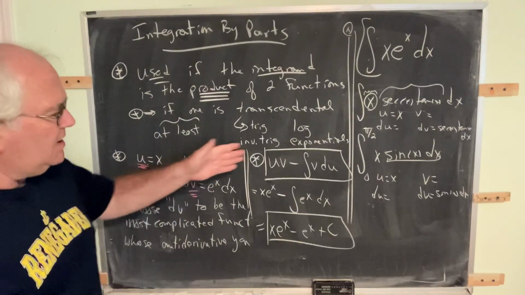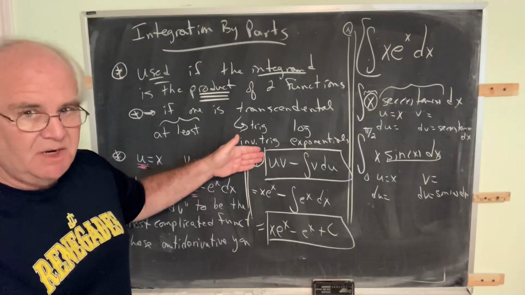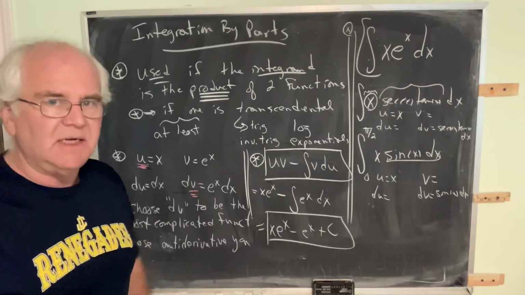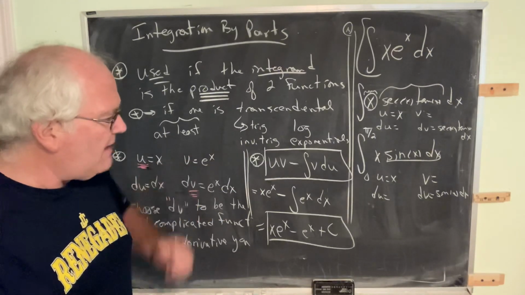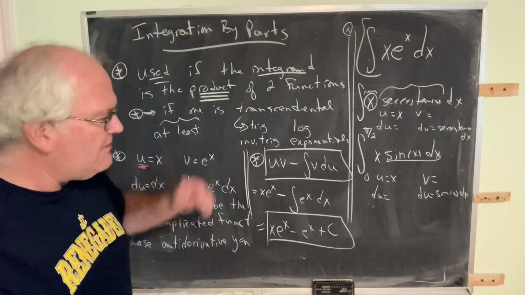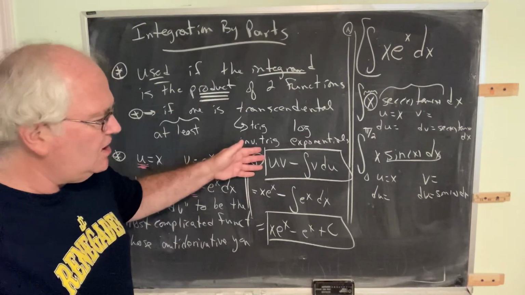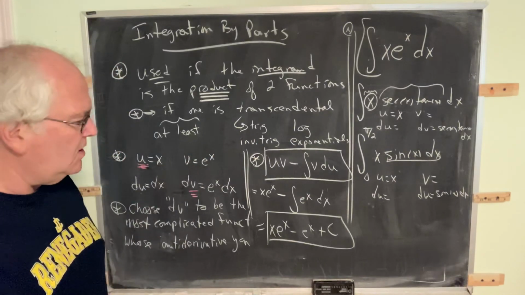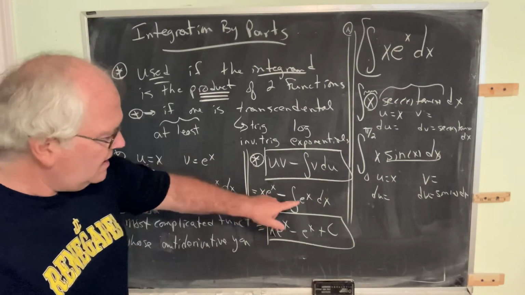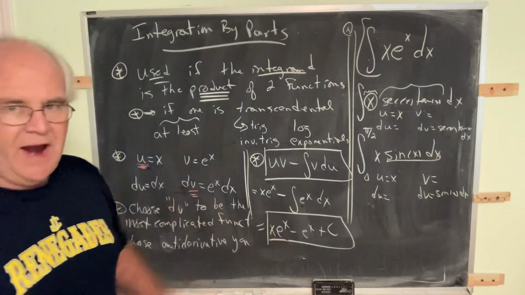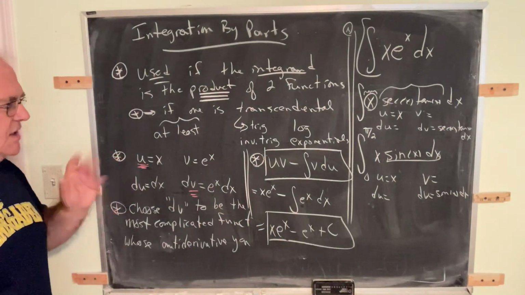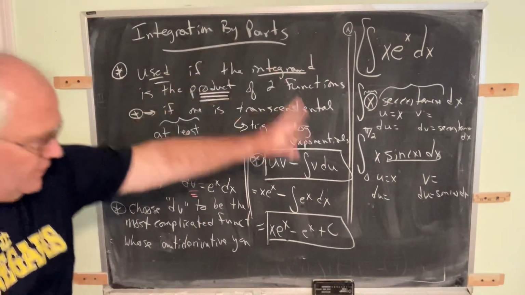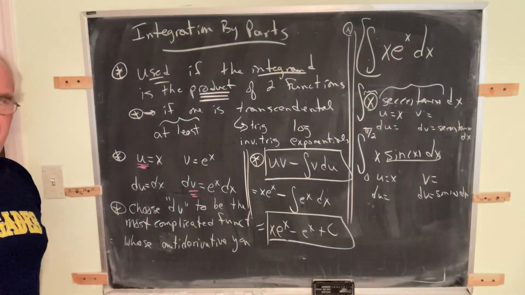And then you cobble together this rule that just needs to be in your brain: uv minus integral v du. Plug those pieces in, finish that antiderivative, and you're out. And so what we'll do next is I'll go through a few videos where we'll run through these examples and several others so you get a feel for how this works.